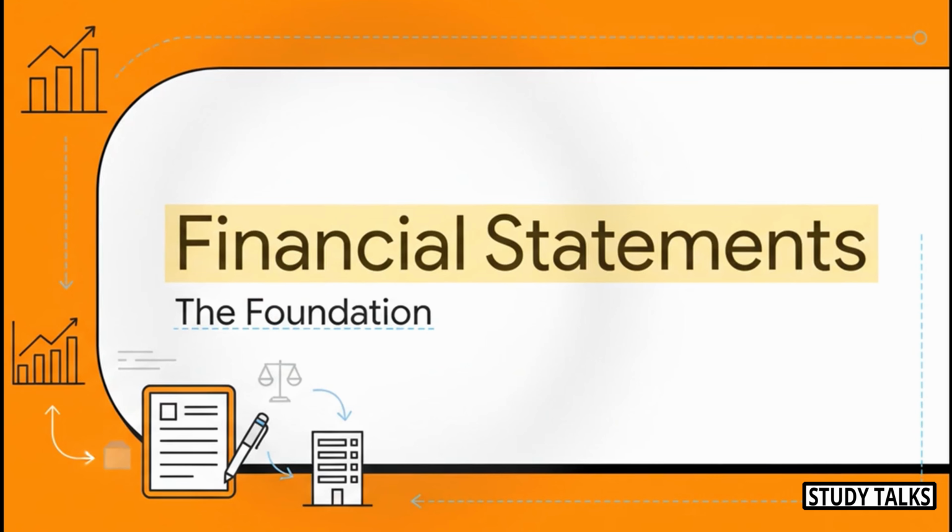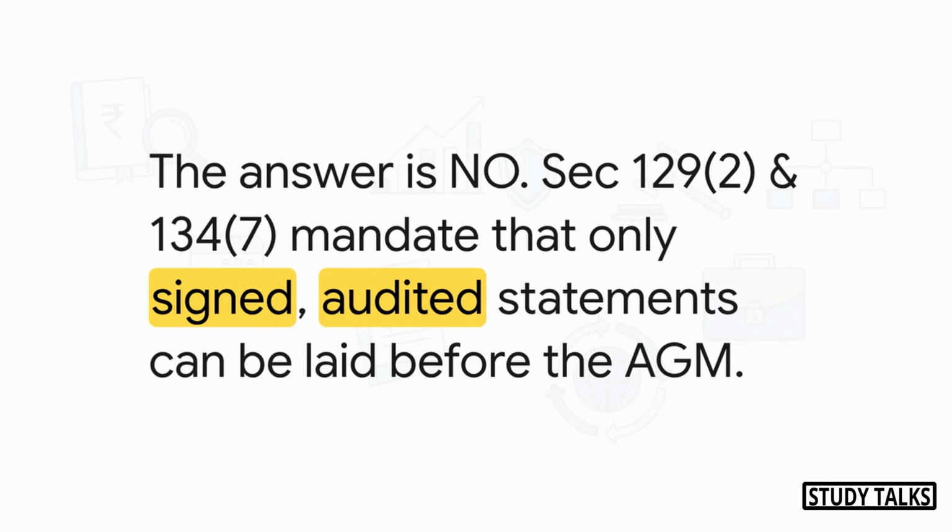Okay, first up, financial statements. This is the foundation, you guys. Everything, and I mean everything we talk about today, builds on what we're about to cover right here. So let's get back to that first question. Can a company circulate unaudited accounts? The answer is a huge, emphatic no. And listen, this is a classic spot where students lose marks. The law is super clear on this. Section 129, subsection 2, says the board shall lay the financial statements before the AGM. Then, Section 134, subsection 7 doubles down, saying a signed copy has to be circulated.